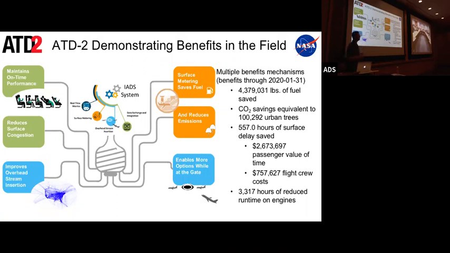One thing I forgot to mention is that ATD2 is the predecessor of an FAA tool called the Terminal Flight Data Manager that will get rolled out to every major airport starting in 2020. So we went through this 3-year field evaluation as essentially a prototype. We tried to learn lessons, and then we try to pass all the lessons we've learned onto the FAA as they begin to implement their tool across every major airport in the country.